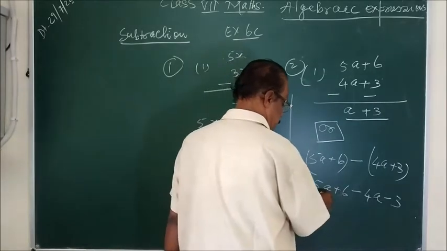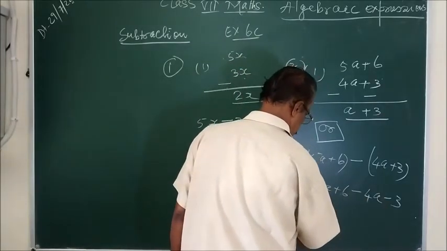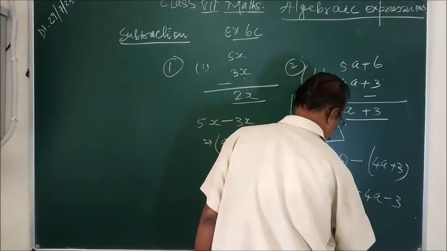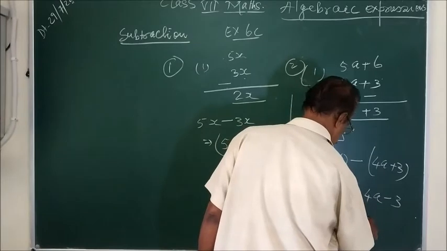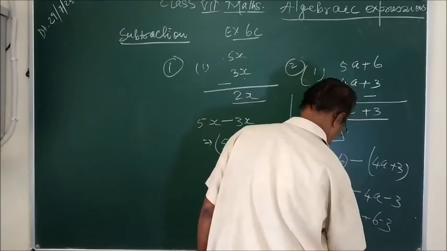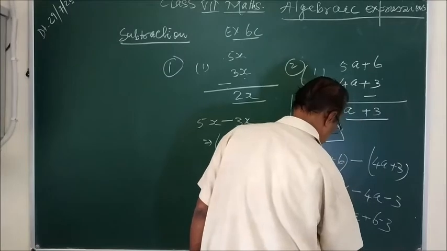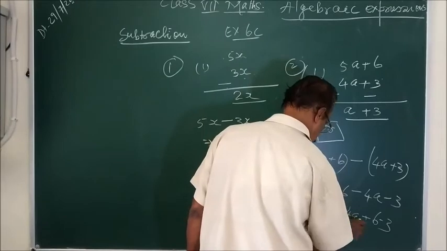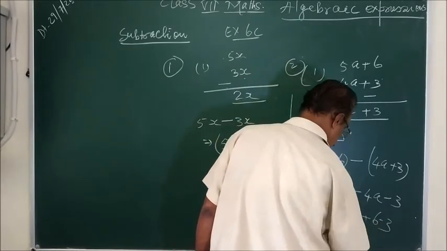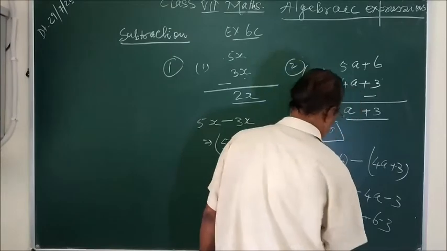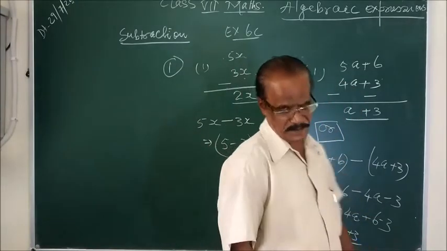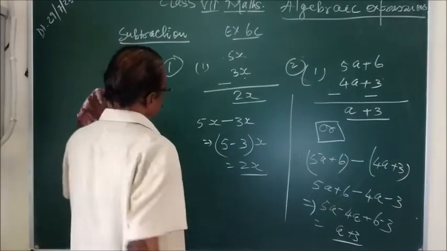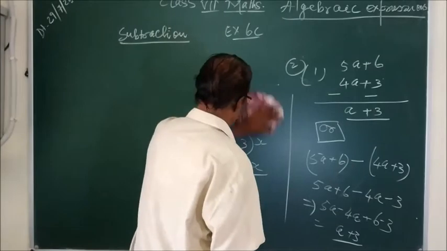So 5a, which is a like term, this and this. You can write together 5a minus 4a, and these two are constants, so these are like terms. Now 5a minus 4a, you understand? Subtract the coefficients, I will write the variables. 1a means a, plus minus minus, plus 3. This is known as the horizontal method. So my dear students, these are the methods I have explained.